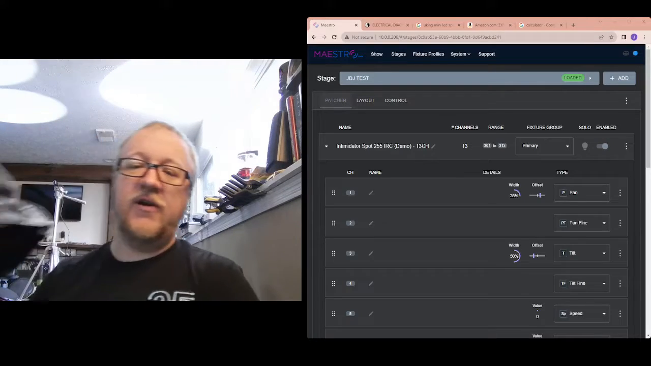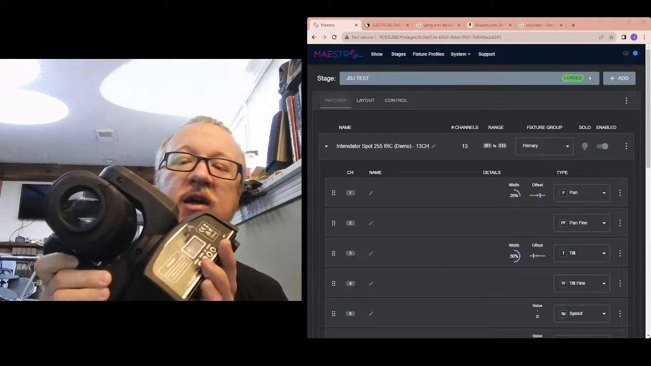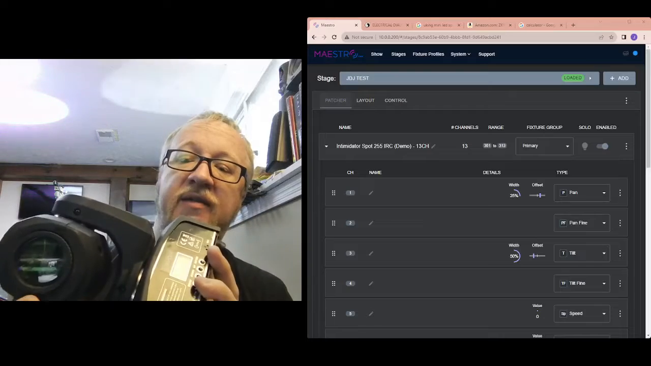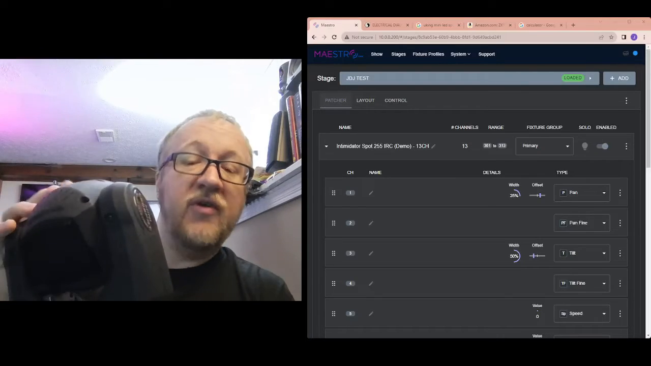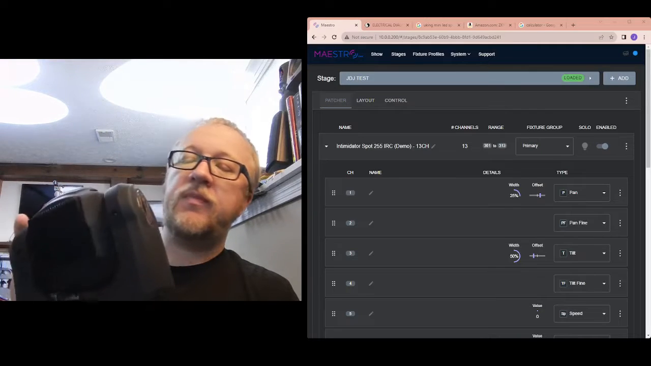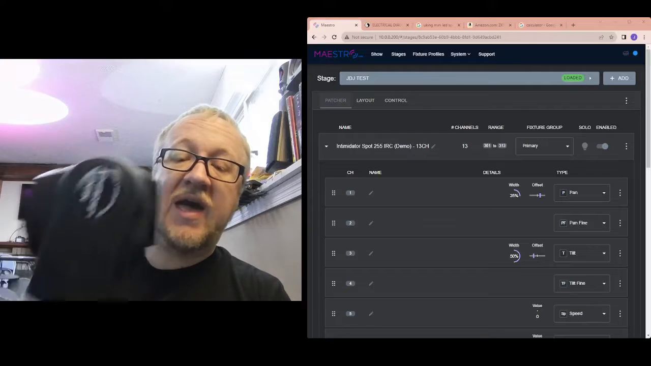So I have a simple fixture here. This is just a knockoff LED moving spot fixture. This one has gobos. It has a prism in it, things like that. It has a color wheel. But to talk more about what a moving head fixture does, what it has.